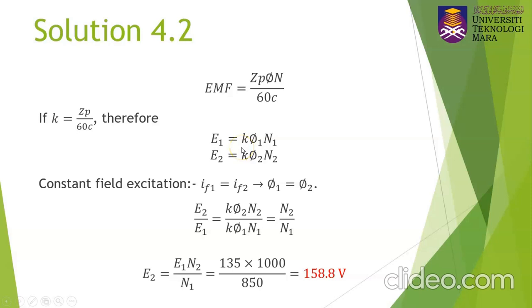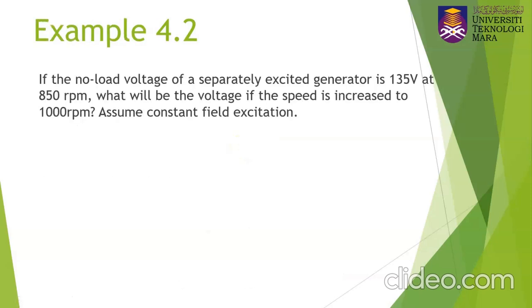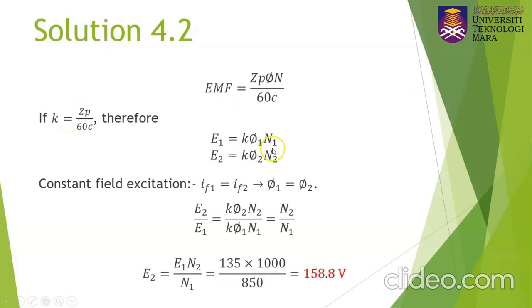Since we have two different conditions, the first condition where the speed is equal to 850 RPM and the second condition where the speed is equal to 1000 RPM, we write the equation as two different equations. E1 represents the EMF generated for condition 1, and E2 represents the EMF generated for condition 2. The question also states constant field excitation, meaning the field excitation remains the same, so the flux is also the same between these two conditions. So flux 1 is equal to flux 2.